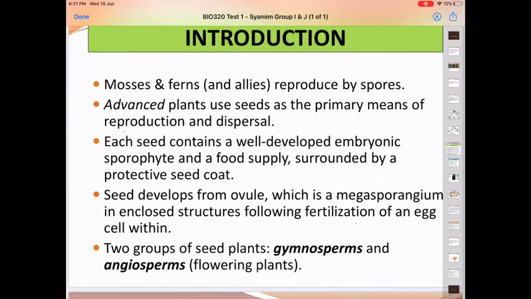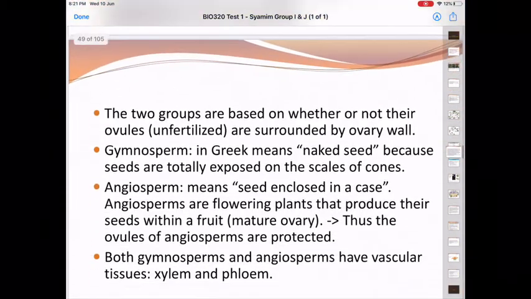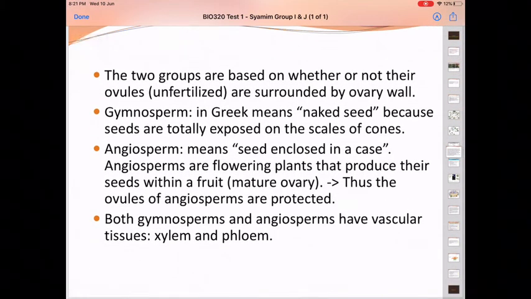The two groups of seed plants are gymnosperm and angiosperm. The two groups are based on whether or not their ovules are surrounded by an ovary wall. So both types of plant have ovules. Gymnosperm in Greek means naked seed. From the word gymnosperm, you should know that gymno means naked and sperm means seed. Why is gymnosperm named gymnosperm? Because the seeds are totally exposed on the scales of cones. Later we will see the image of the cones.